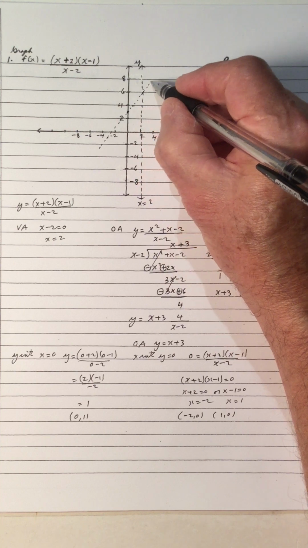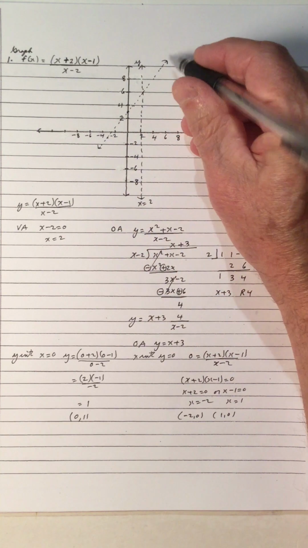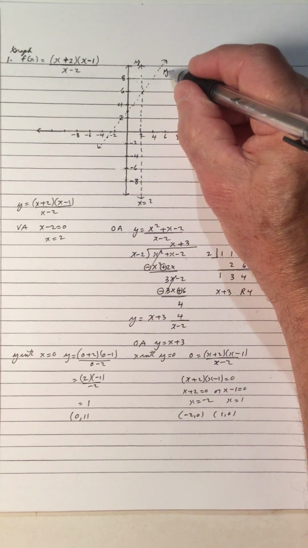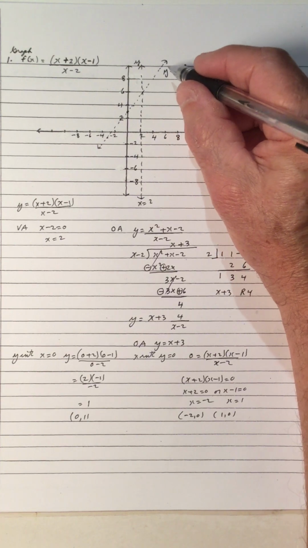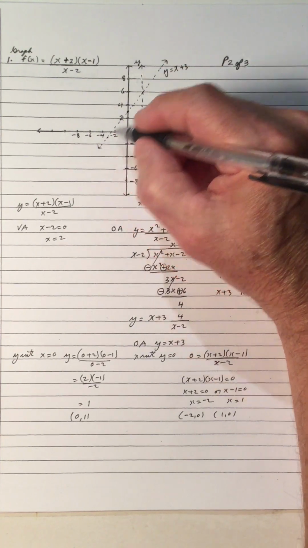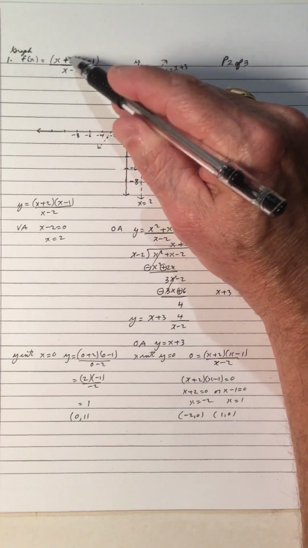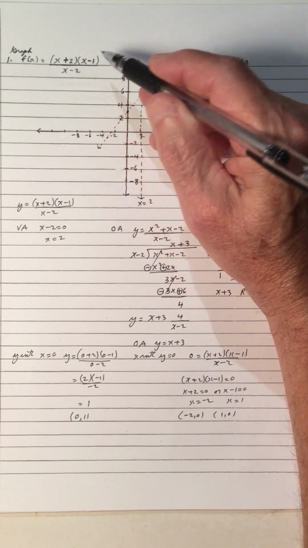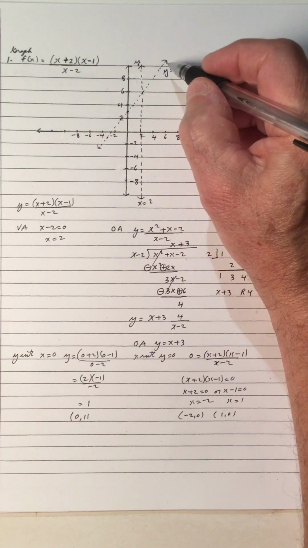Sorry, my mistake, my apology. Oblique asymptote. So this oblique asymptote is y equals x plus 3. I said horizontal asymptote, but it's an oblique asymptote. So there's the vertical and there's the oblique, because this rational function does not have a horizontal asymptote, it has an oblique asymptote.